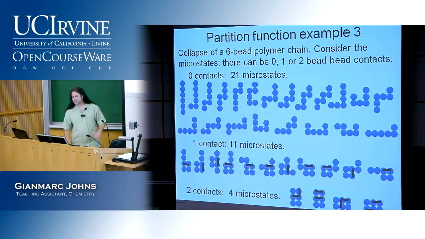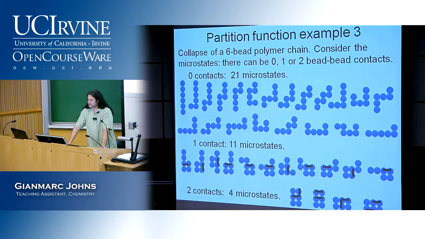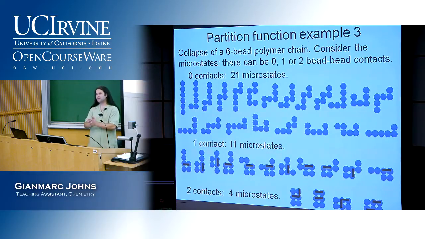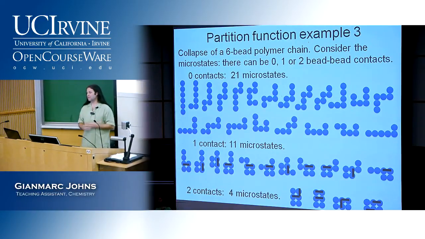So you have all these states here. There's 21 different ways you can bend this thing at right angles without having anything touch. If you allow 2 of these beads to touch, there's 11 ways to do it. And if you allow 2 contacts to happen, there's 4 ways to do it. All right? So these are our microstates.